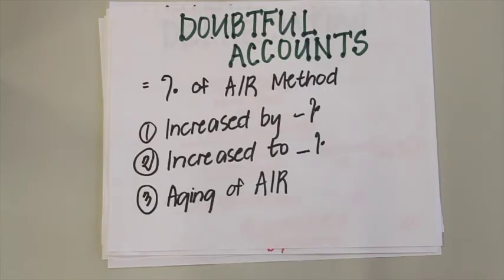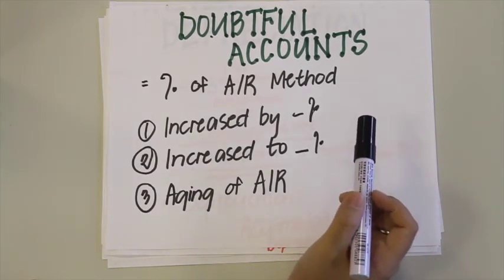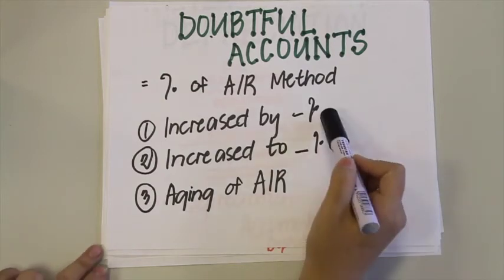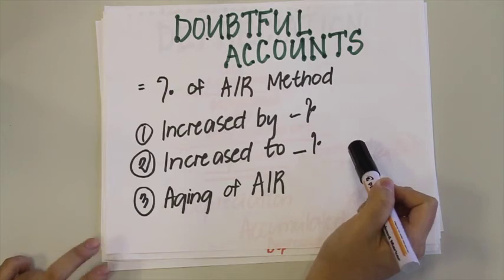Another adjusting entry would be the doubtful accounts. The doubtful accounts represent the portion of accounts receivable which are estimated to be uncollectible. Typically, the percentage of accounts receivable method is used. Under this method, 3 scenarios are created, namely increase by a certain percentage, increase to a certain percentage, and aging of AR.